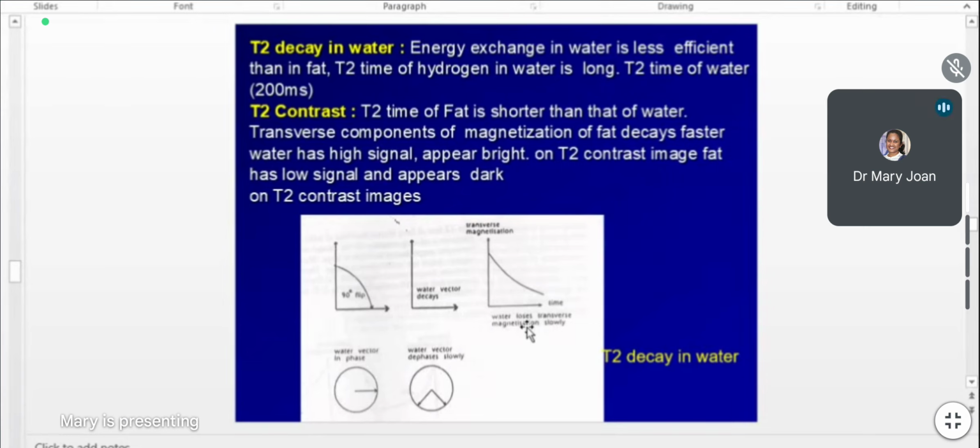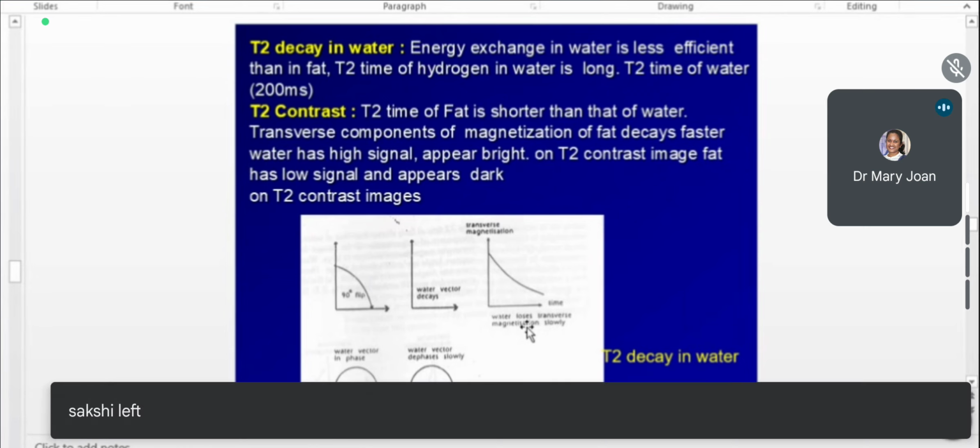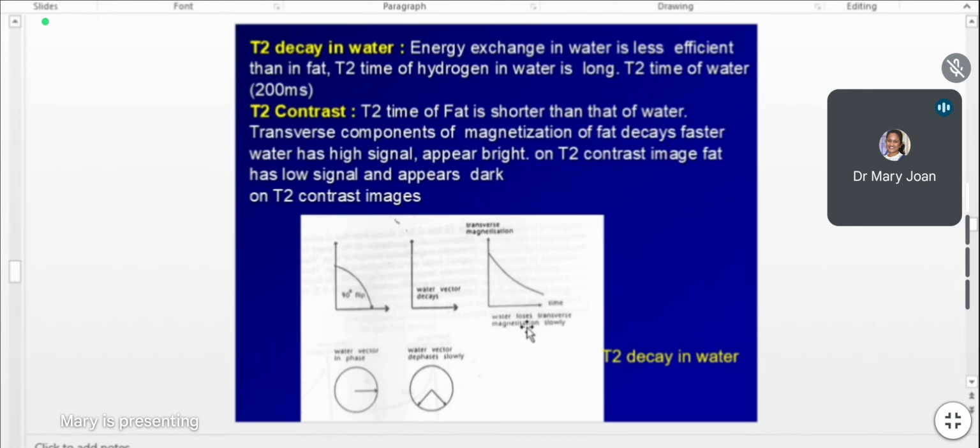In T2 decay, energy exchange in water is less efficient than in fat. T2 time of hydrogen in water is long; T2 time of water is around 200 milliseconds. And T2 contrast: T2 time of fat is shorter than that of water, and transverse components of magnetization of fat decay faster. Water has high signal and appears bright on the image. On T2 contrast image, fat has low signal and appears dark.